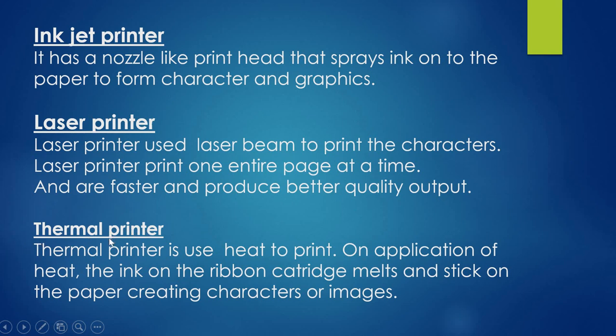Thermal printer. Thermal printer uses heat for printing. On the application of heat, what happens? The ink on the ribbon melts, and it sticks on the paper, creating characters and images. That is, in thermal printer, heat is used for printing. On the application of heat, the ink on the ribbon melts and sticks on the paper. Like that it is creating the characters and images.